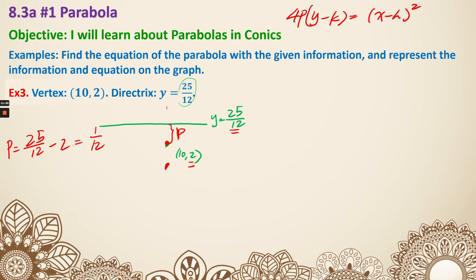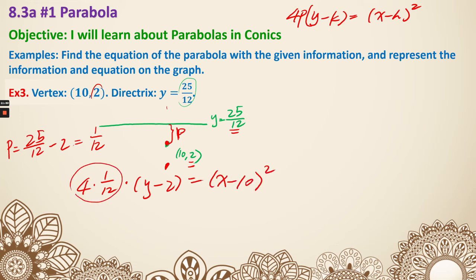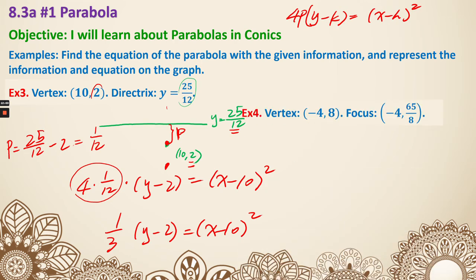So hopefully you're going to get used to the formula so you can just set it up. P is 1 over 12, so we need 4p, so 4 times 1 over 12. And then y minus k, where k is the y value for the vertex, so 2, equals x minus 10 squared. 4 times 1/12 is actually 1/3. Y minus 2 equals x minus 10 squared. We don't need to simplify it or anything. We can just keep it in that format.